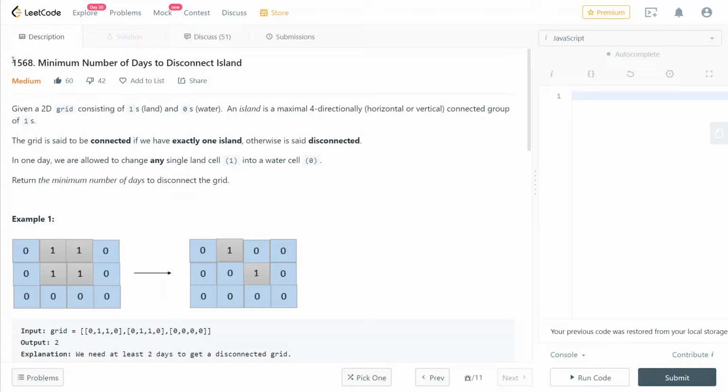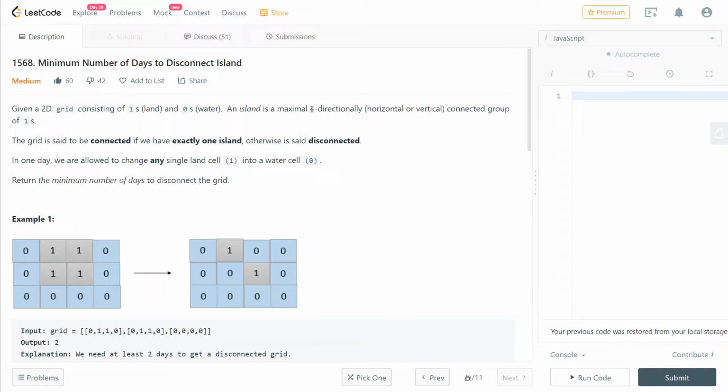Hey guys, today we're going to solve LeetCode number 1568. It was featured in today's contest. It was the third problem. So we're given a 2D grid of ones and zeros. The ones represent land and the zeros represent water. And an island is a 4-directionally connected group of ones.